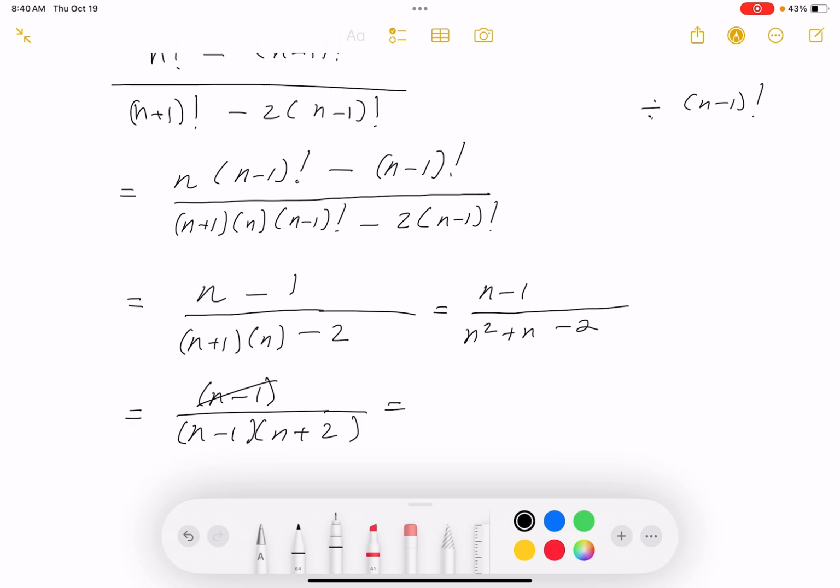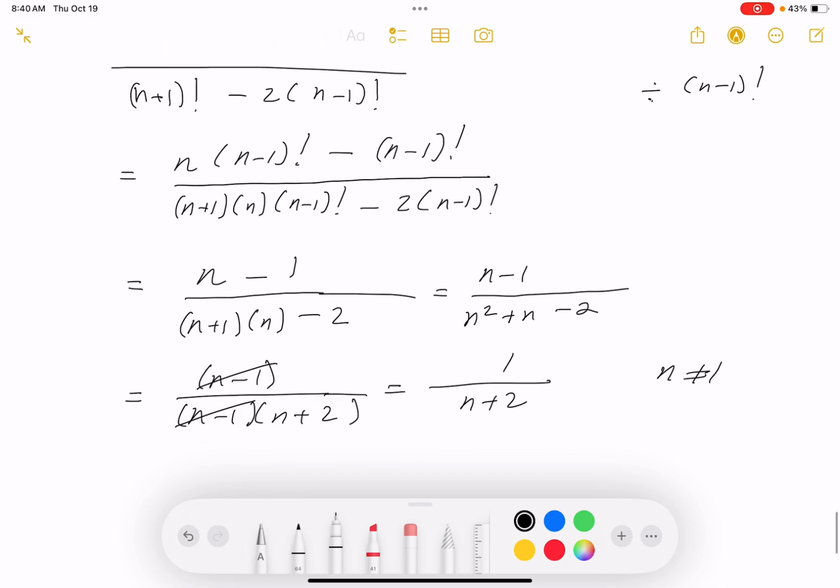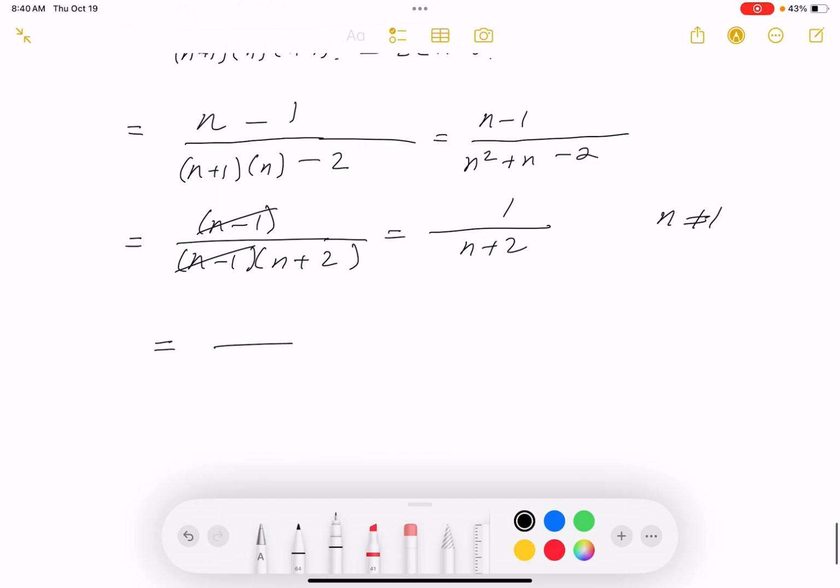This is good. This cancels off, at least conditionally. n can't be 1, by the way. We've already determined that. This is going to be 1 over n plus 2. So this expression equals 1 over n plus 2, where n is a natural number. However, I have to exclude 1 from those natural numbers. And that's my answer. Thank you.